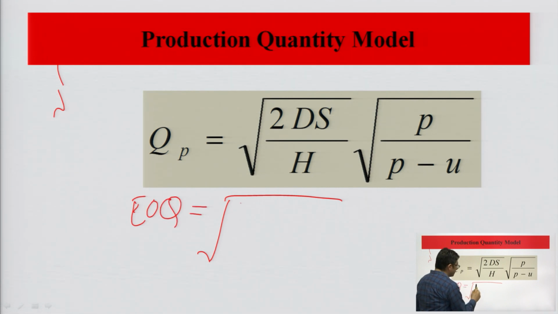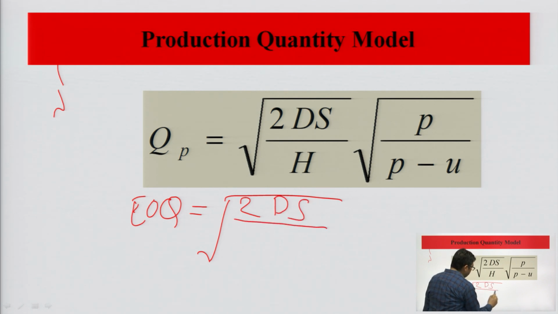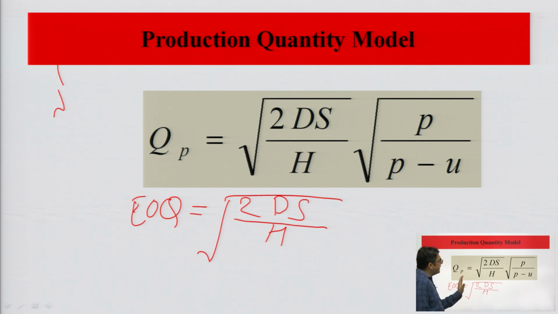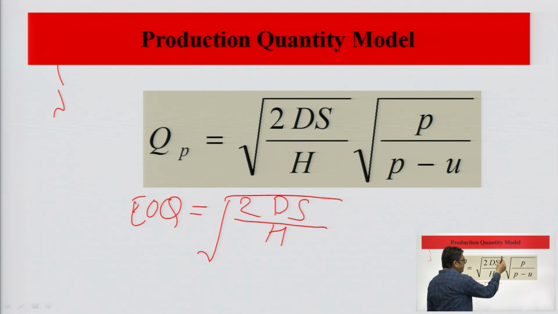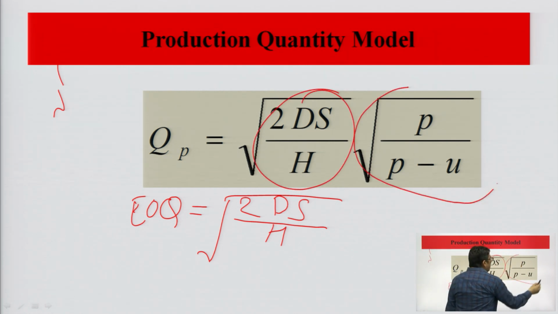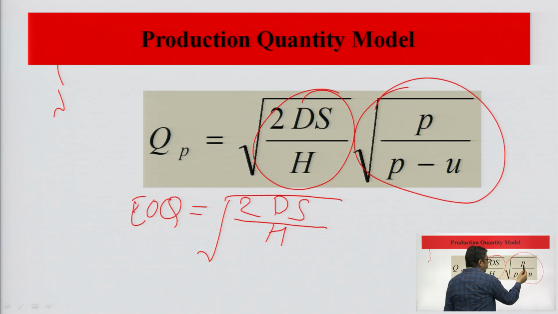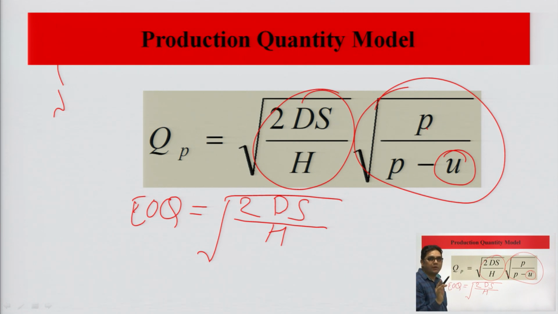The model was 2DS upon H. It was like this, but there is this extension over here. This portion will remain the same. The addition is P, the rate of production, and U, the rate of usage. I repeat, P is the rate of production and U is the rate of usage.